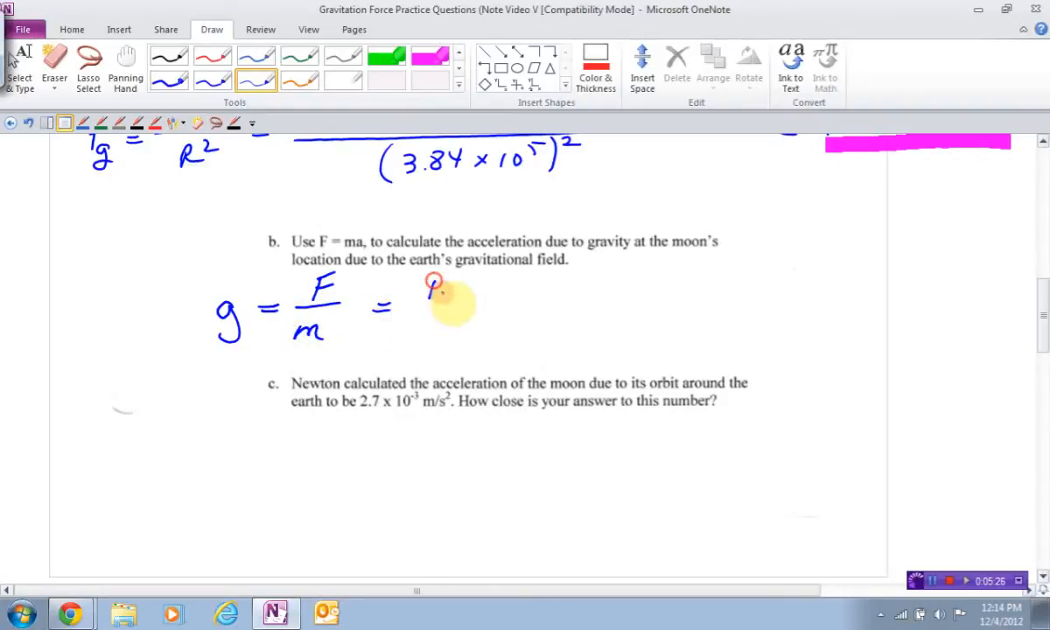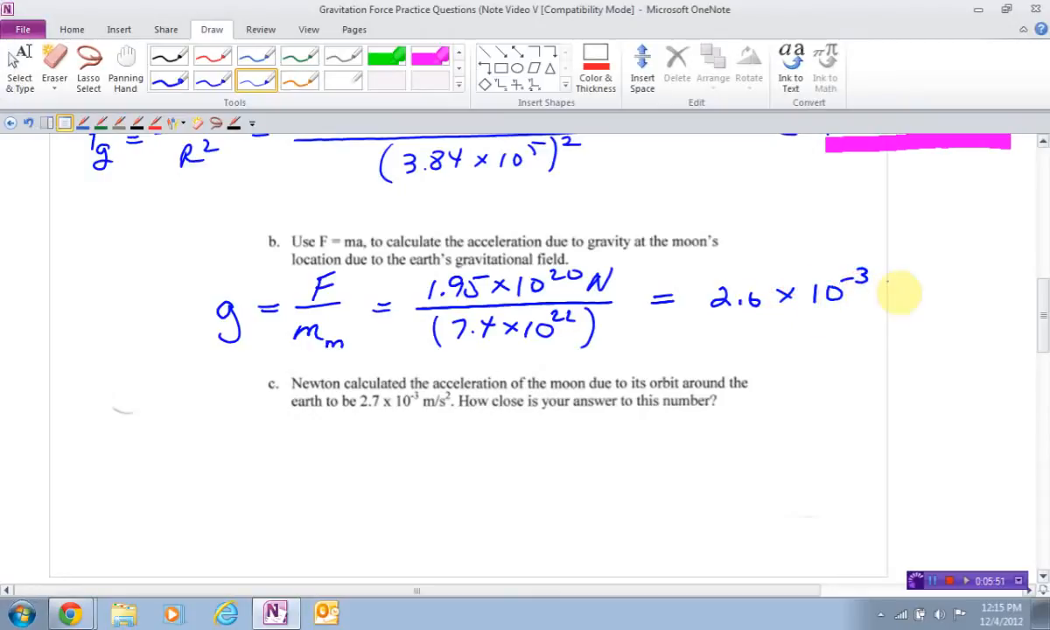Now the force is going to be this answer, 1.95 times 10 to the 20th newtons. The mass would be the mass of the moon. That's what we're interested in here, the force of gravity on the moon. So we're going to go with the moon's mass, 7.4 times 10 to the 22nd, put it on the bottom, work it out, and you're going to get 2.6 times 10 to the minus 3 newtons per kilogram, or if you prefer, meters per second squared. They're identical units and mean exactly the same thing, which is a pretty small number. The acceleration of the moon is not very big.